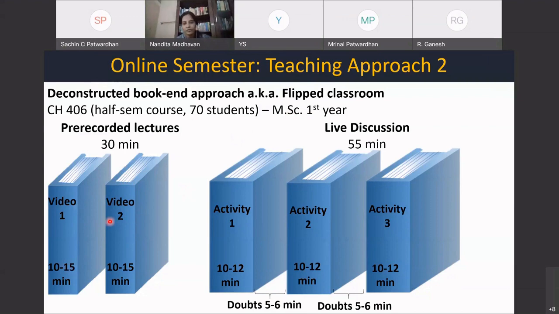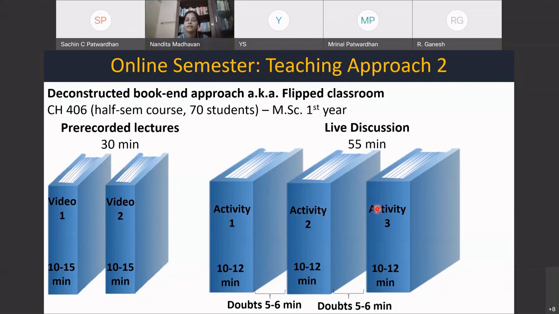Again, if you notice the volumes, the smaller volumes are the lecture and the larger volumes are the activity. For the smaller volumes, I had just 10 to 15 minutes max of video. So I ensured that the videos are max total 30 minutes. And the live discussion was 55 minutes.